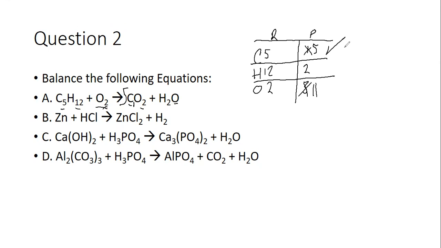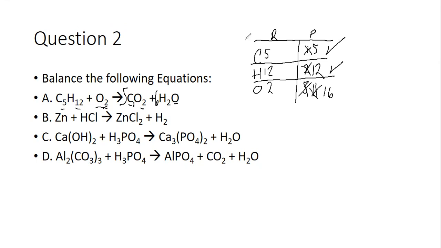Next is hydrogen. I have 12 hydrogen on the left, 2 on the right. So I need to have 12 on the right. Well, 6 times 2 is 12. That makes 12 hydrogen. Now to count my oxygen. So I have 5 times 2, which is 10, plus 6 times 1, which is 6. So 10 plus 6 equals 16. All right, my hydrogen is balanced.